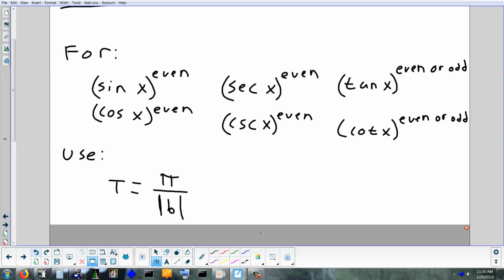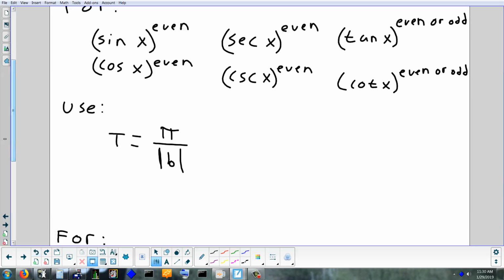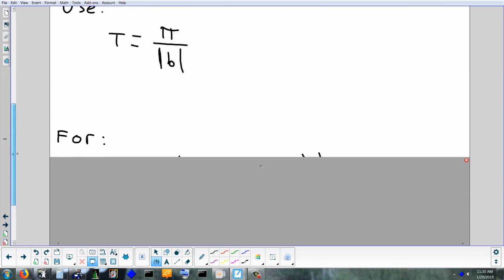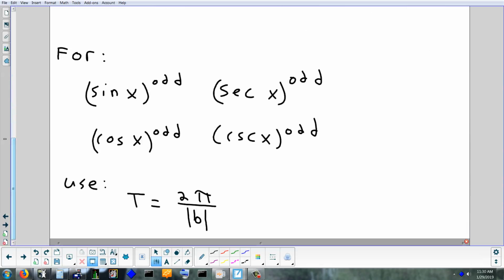The length of a period is a length. Lengths can never be negative numbers. Okay. So you either use pi over b, or the other cases you're going to have are sine to an odd, cosine to an odd, secant to an odd, cosecant to an odd. For those four cases, you use 2 pi over b.